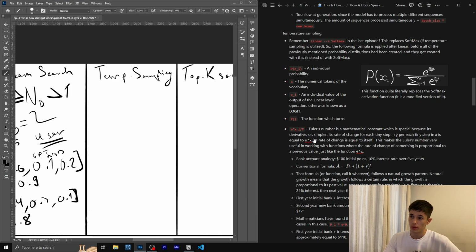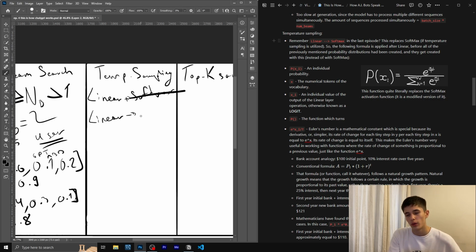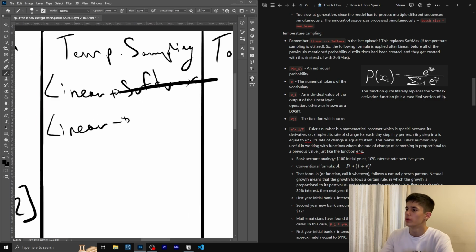But we move on to temperature sampling, which is a little bit more modern, but it still has been topped by something else, but we'll break that down later. Now, remember when we talked about linear and softmax, right? Linear to softmax. Well, here we actually substitute softmax with temperature scaling. It's a little bit odd to realize, but this is how it would look. Temp scaling formula, which is displayed over here, right? Maybe I can draw it for you beautifully. We'll break this formula down.